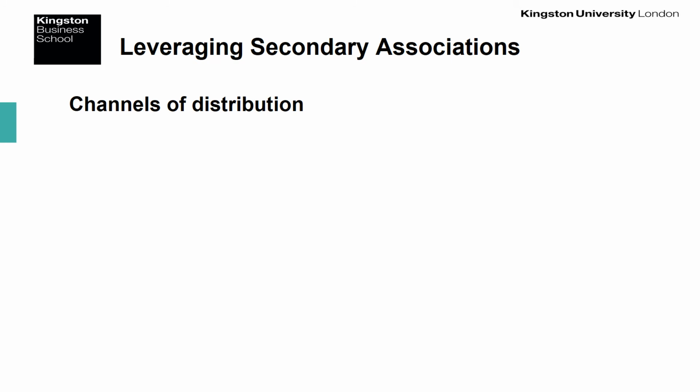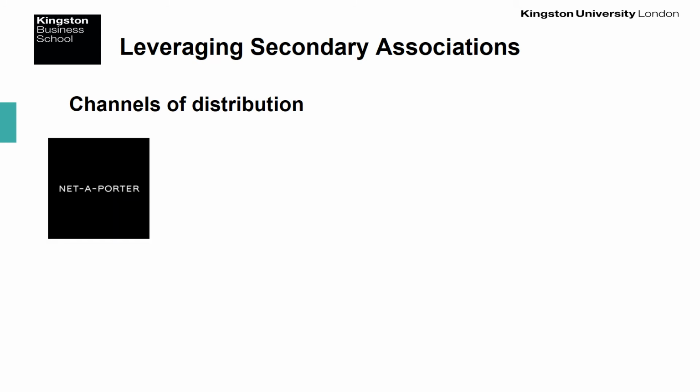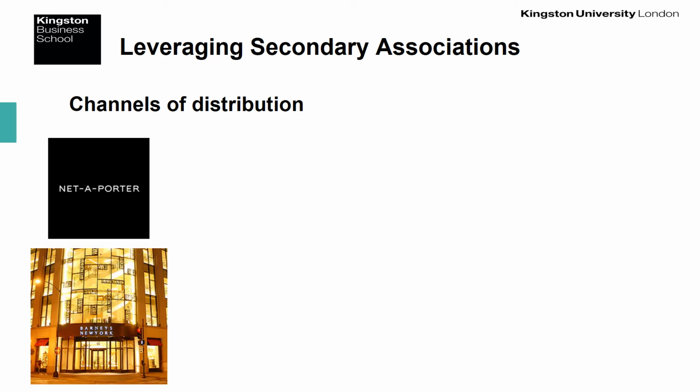Also, we can look at channels of distribution and how a particular retailer or type of store or a particular named retailer might be very useful as a secondary entity to link to. Net-a-Porter and Barney's, two well-known names in the luxury fashion sector. If your clothing brand or your accessories brand can get distribution in those types of retailers, that is worth a great deal, because each of these retailers has very strong positive associations of exclusivity, desirability, prestige, luxury, which can be leveraged onto the brands that are distributed by them.